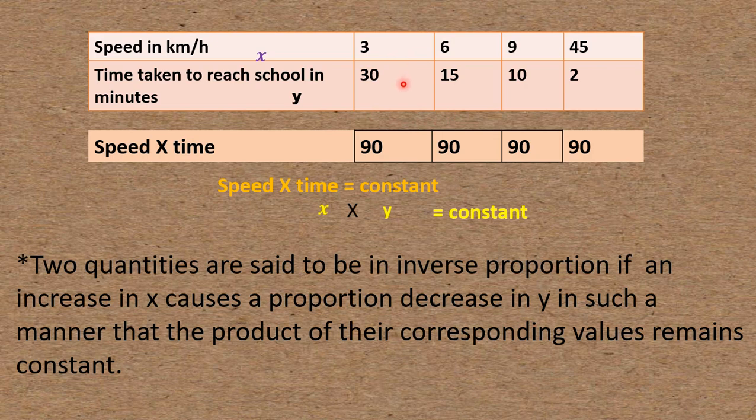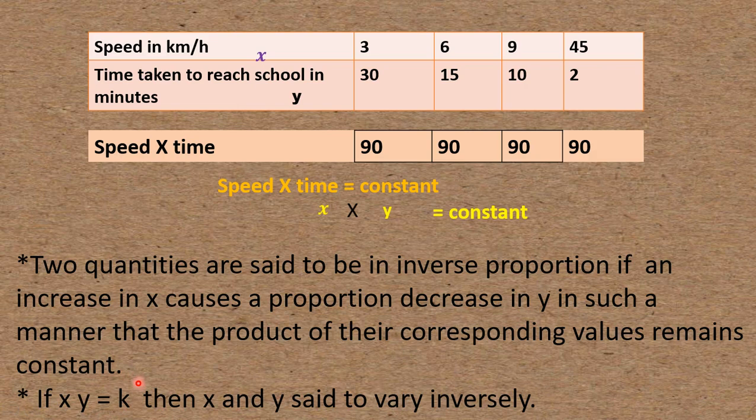So when we get these types of situations, we say that the two quantities x and y are in inverse proportion. Here we have the formula: speed into time equals a constant, that is, xy equals a constant, denoted by k. So if xy equals k, when the product of both quantities is constant, then x and y are said to vary inversely.